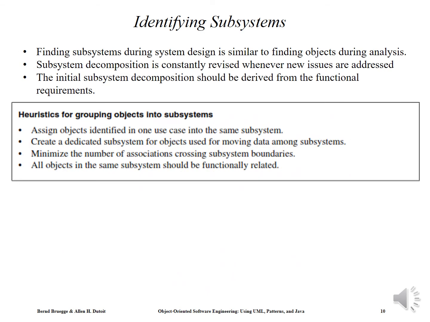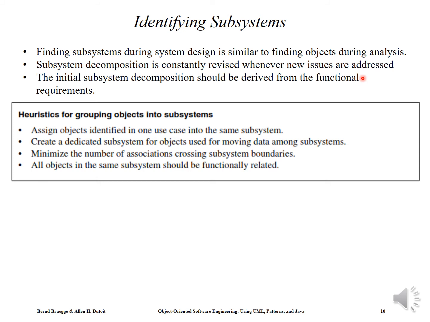The next step in system design is to identify subsystems. Finding subsystems during system design is similar to finding objects during analysis. That's why we can use the same heuristics which we used to identify objects during analysis. These heuristics we already discussed in chapter 5. Subsystem decomposition is constantly revised whenever new issues are addressed.